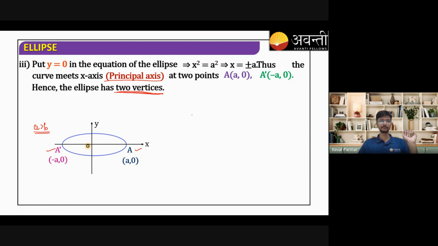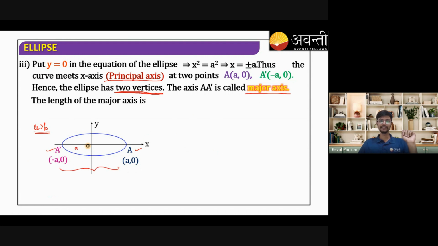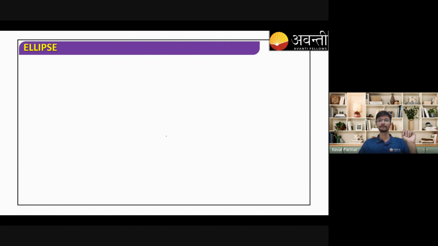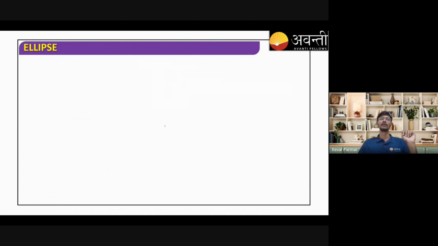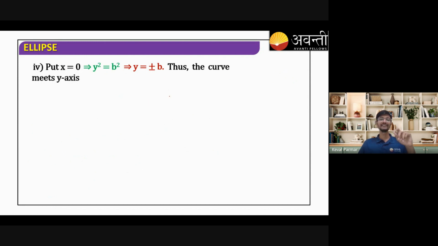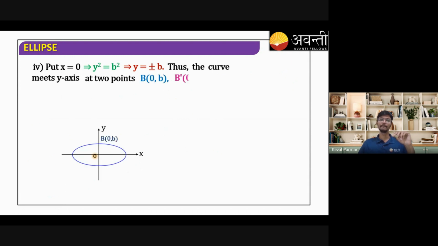Next we have A A dash, which is called the major axis, or as we can see, the principal axis. The length of the major axis, as you can see, this distance is a, this distance is a, so the total distance will be 2a. Now, similarly, if we put x equals 0, we get y equals plus minus b. That means the curve intersects the y-axis at 2 points, which are 0 comma b and 0 comma minus b, which we represented by B and B dash, as you can see here.